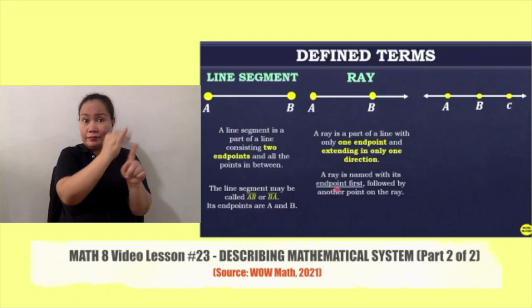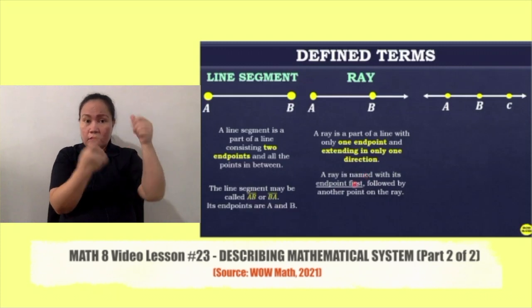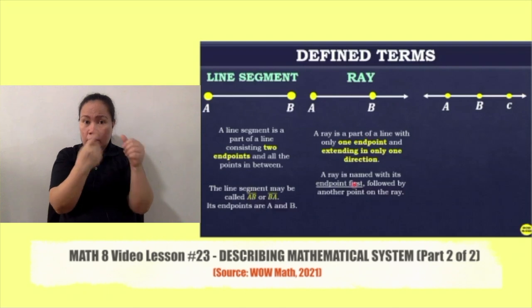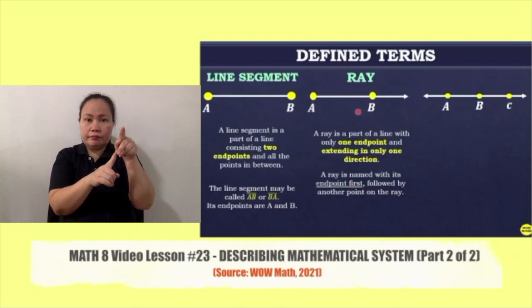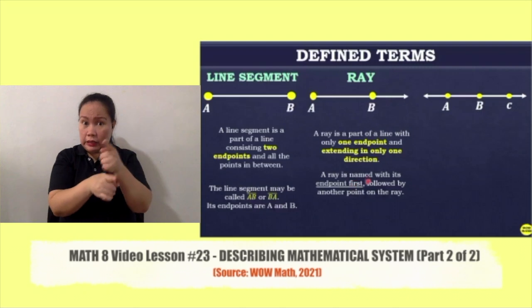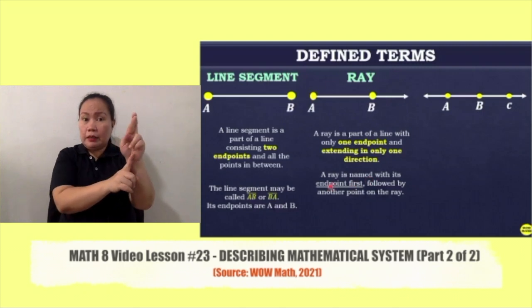Okay, so a ray is named with its endpoint first. So tuwing magni-name po tayo ng ray natin, ang lagi po nating uunahin ay yung endpoint. Hindi po natin siya pwedeng tawagin na ray BA. Hindi po. Kasi ito yung endpoint mo. Sabi dito, a ray is named with its endpoint first. So, dapat endpoint yung mauna.